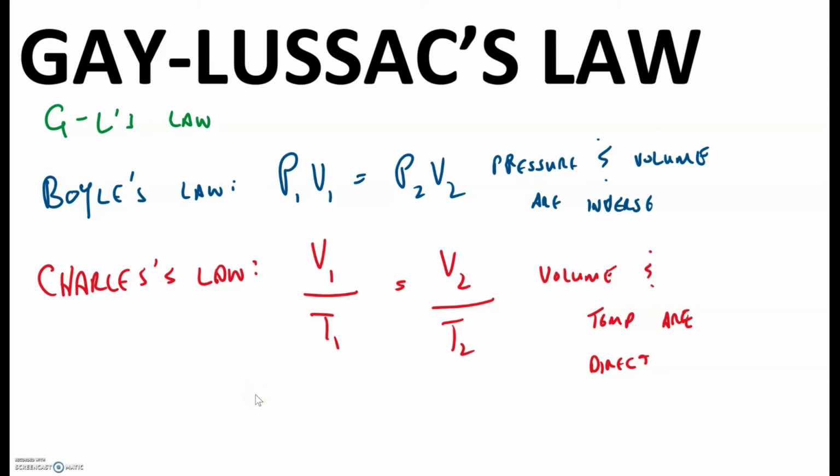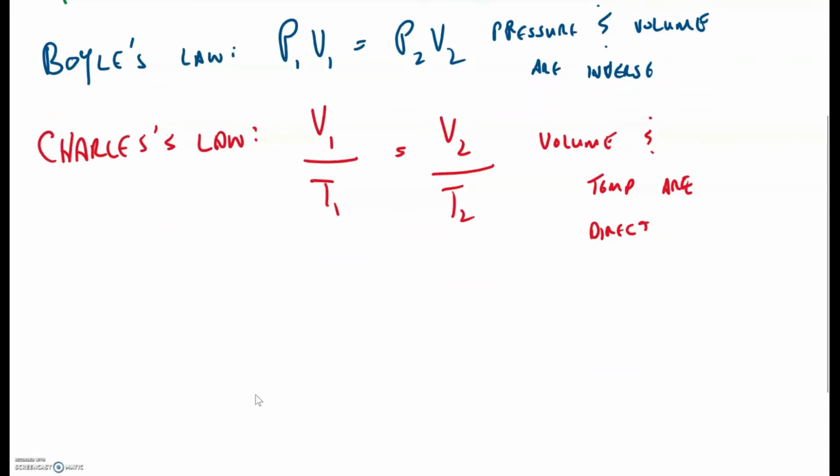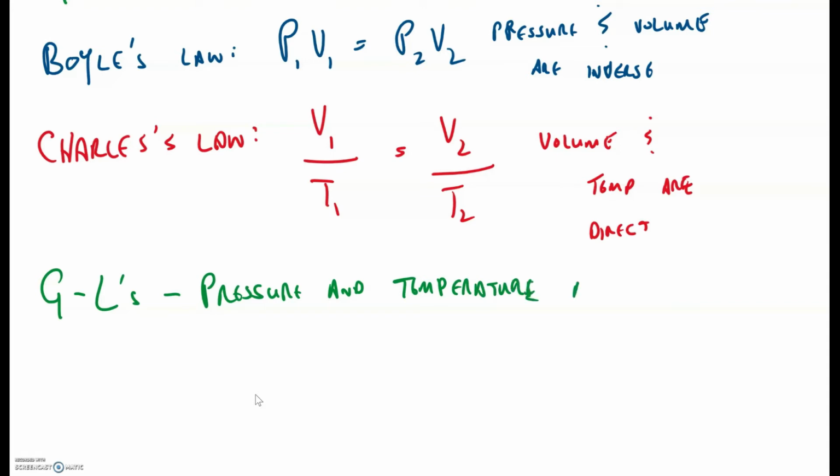So, this is our third individual gas law. We're going to call this Gay-Lussac's law. I just call it the GL law. And what it says is that, obviously, pressure and temperature are directly proportional. That means that as one increases, the other increases, and vice versa.